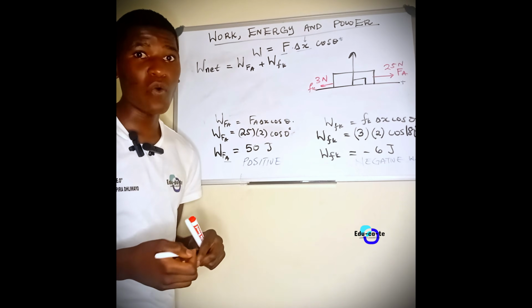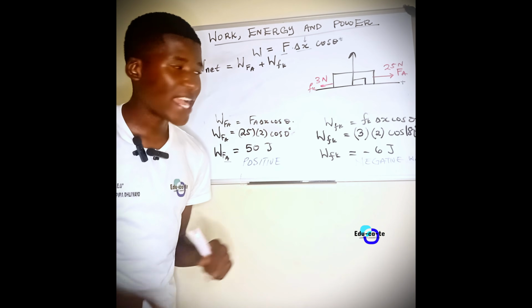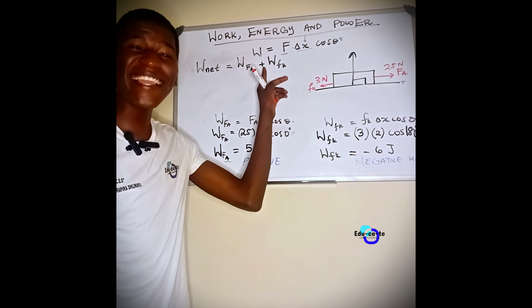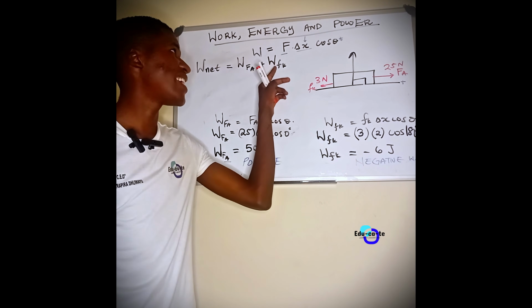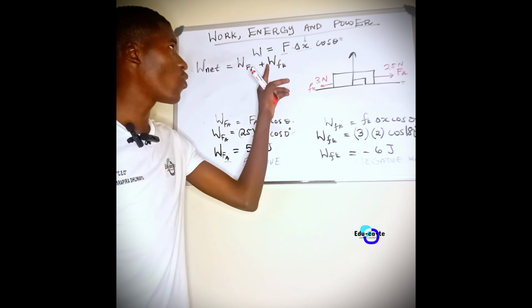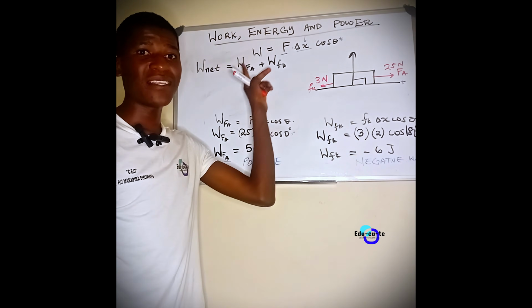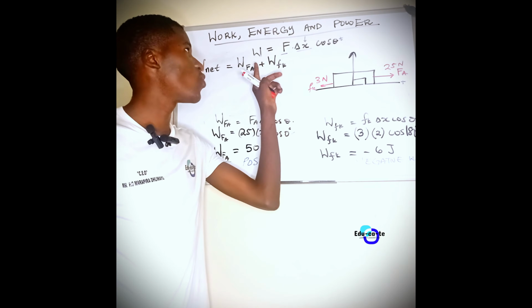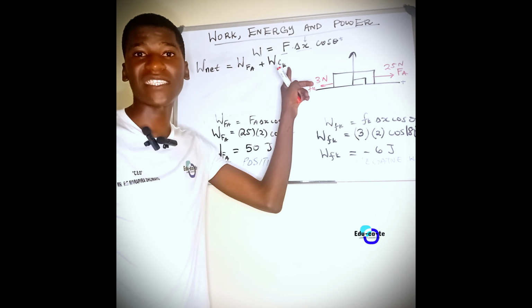Mind you, remember, work is not a vector quantity. I do not want to see you writing negative W_f. This will be absolutely wrong. Okay, so this is work done by applied force plus work done by frictional force. Do not say this is negative work done by frictional force.